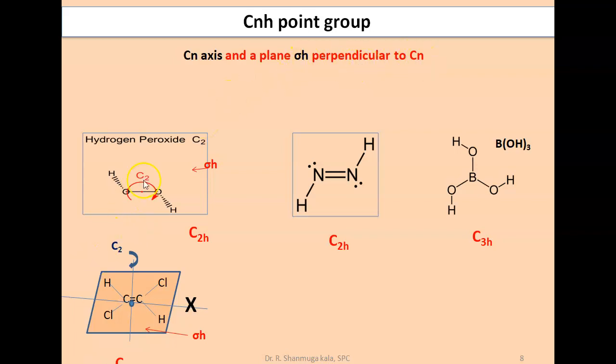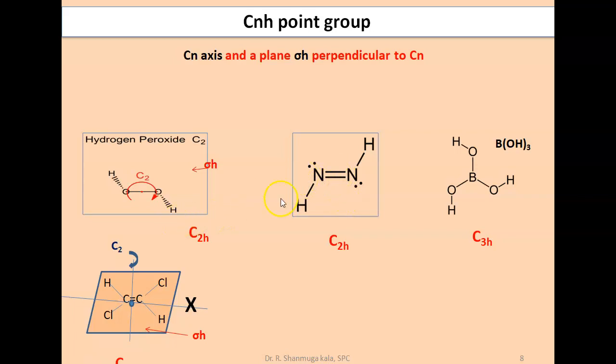So let us take hydrogen peroxide as an example. Here the axis passes through the center of the bond between both the oxygen atoms, and while rotating this molecule 180 degrees, we get the same orientation. So here the C2 axis of rotation is there, and along with it the sigma H plane. So that is a perpendicular plane called sigma H. Hence the point group is C2H.